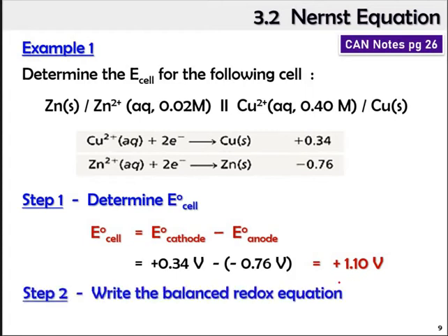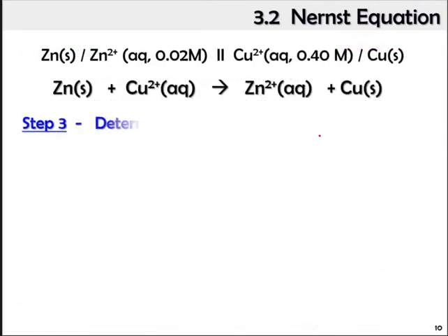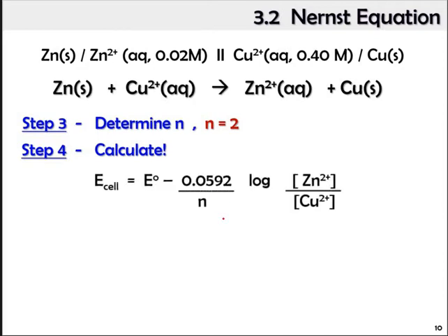Write the balanced redox equation to get the Q. So this is the balanced redox equation, or overall equation. So n is equal to 2, because of the number of moles of electrons. Then calculate the E cell using the Nernst equation. Write the formula and put in the values.